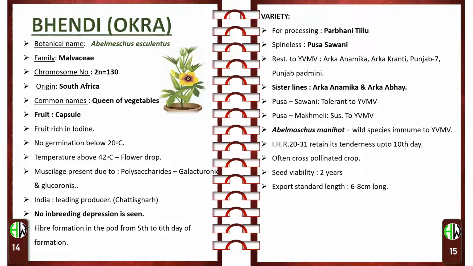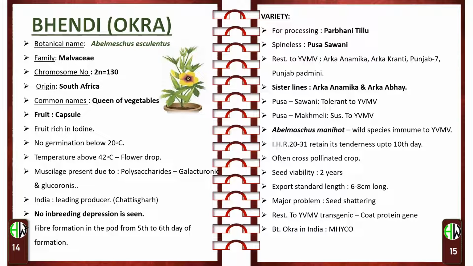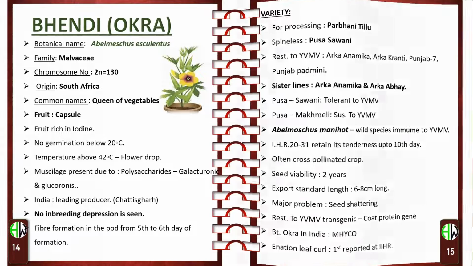Export standard length is 6 to 8 cm long. Major problem in okra is seed shattering. Resistance to YVMV in transgenics is by coat protein gene. Bt okra in India was introduced by Mahyco. Asian leaf curl was first reported at IIHR.